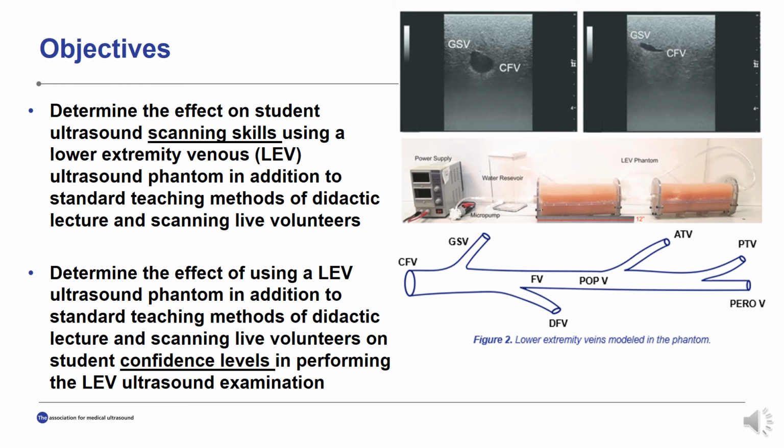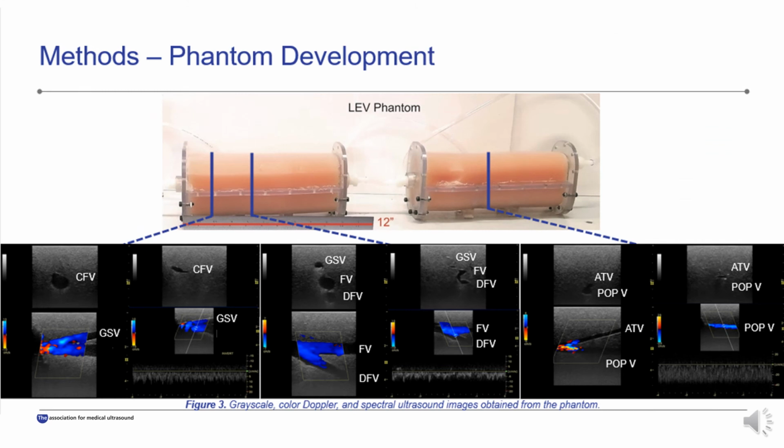The image on the left-hand side shows the GSV, greater saphenous vein, and the common femoral vein without compression. The ultrasound image to the right shows the great saphenous vein and common femoral vein collapsing with compression, thus simulating the compression maneuvers that are used when doing a rule-out DVT study. The micropump supplied degassed water to the wall-less simulated vessels in the phantom so that color Doppler and pulse wave Doppler could be used to practice optimizing images.